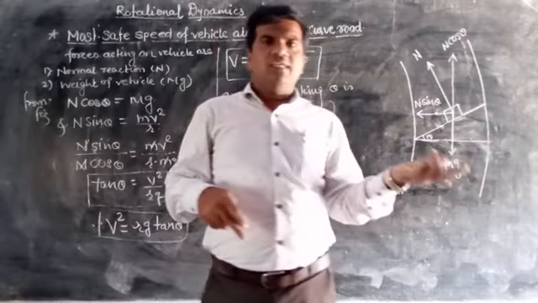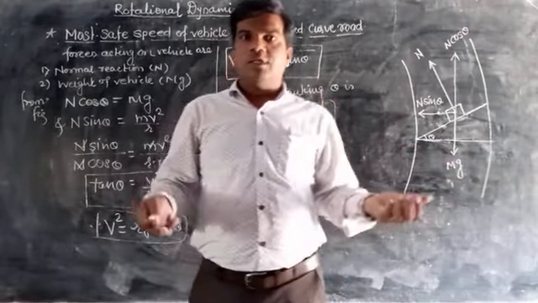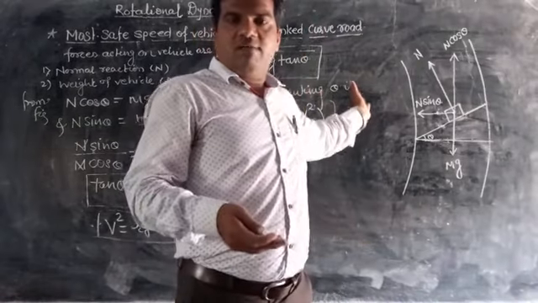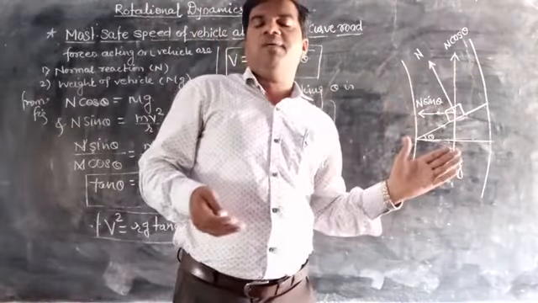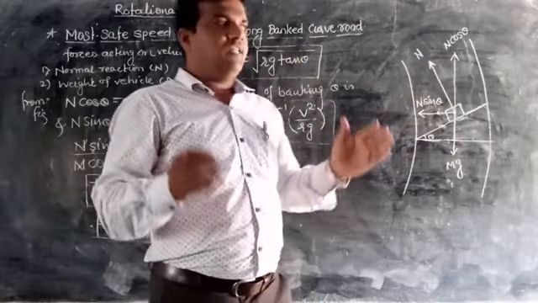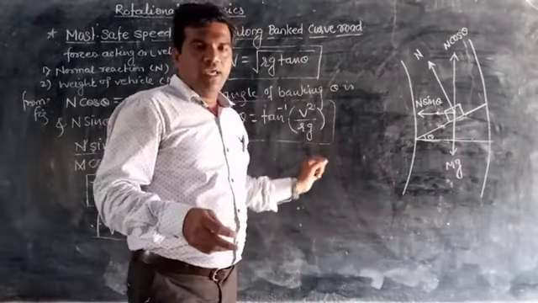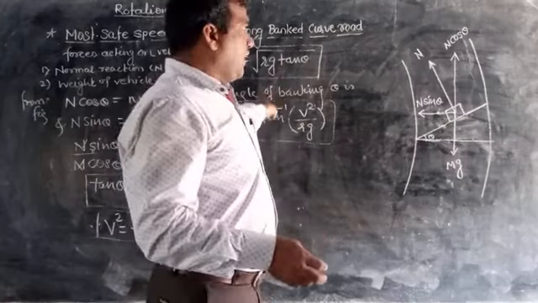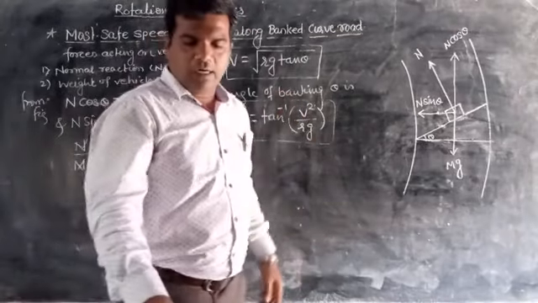If it is greater than this, then the centripetal force may be greater. If this speed is less than this required speed, then the required centripetal force is smaller. And that's why we have to find here the speed limit for vehicle moving along the bank curve road.